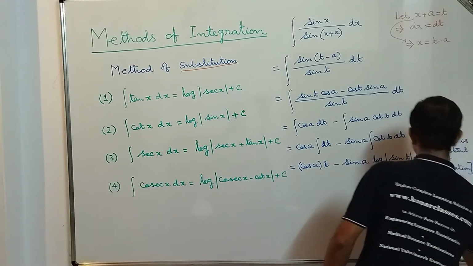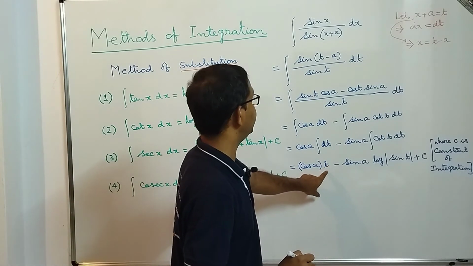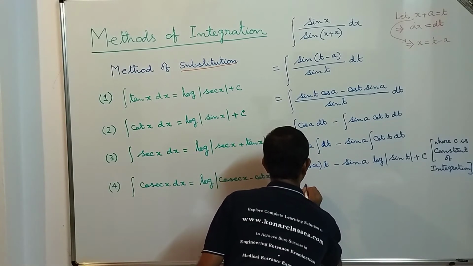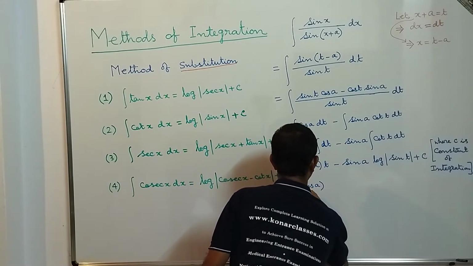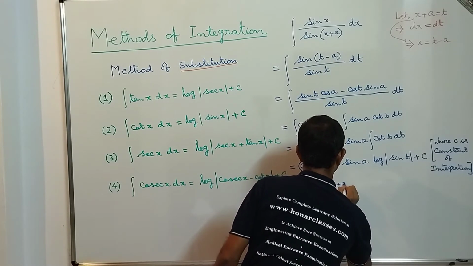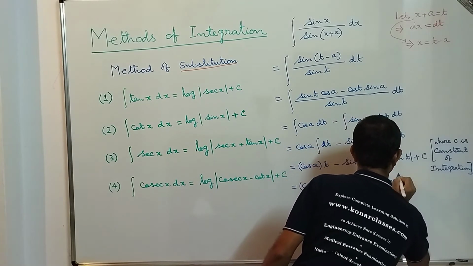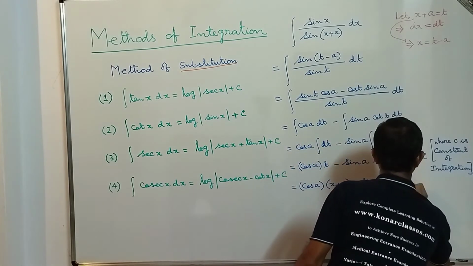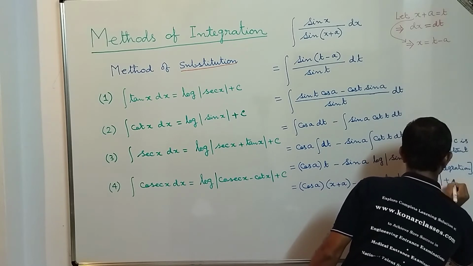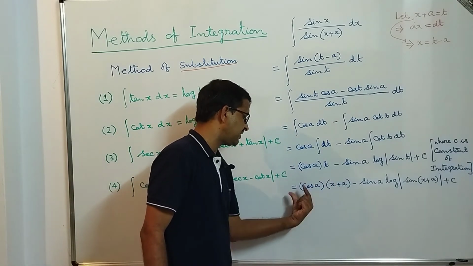Now, dear students, we need to apply back the value of t. What is t? t is equal to x plus a. So our final solution is cos a into (x plus a) minus sin a into log of mod sin(x plus a), plus c, and this is the value of the integration. Instead of cos a (x plus a), you can also write (x plus a) cos a.